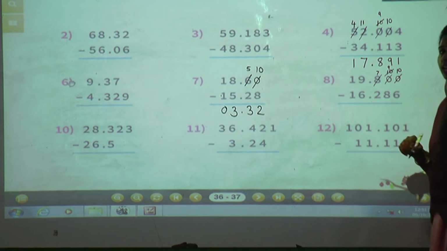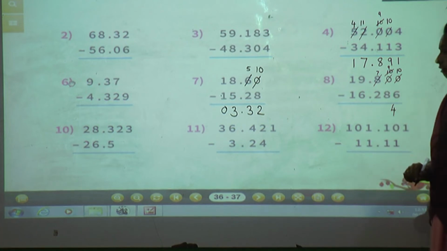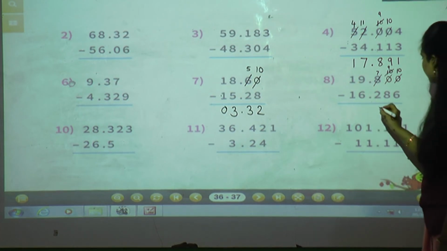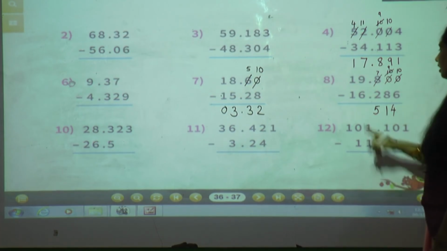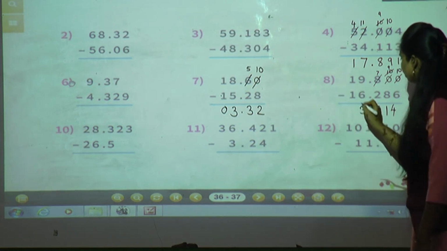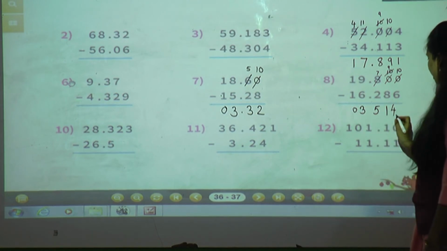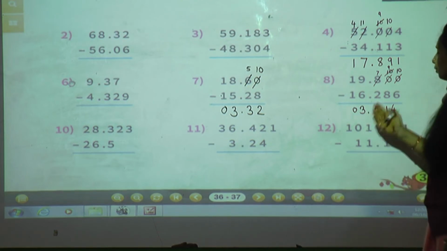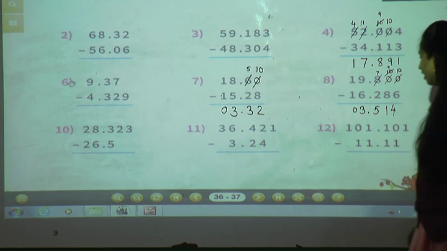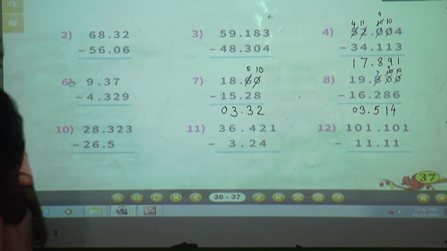Now 10 minus 6 is 4. Now 9 minus 8 is 1. 7 minus 2 is 5. Isn't it? Now 9 minus 6, yes, tell me. Correct, 3. 1 minus 1 is 0. Then give the decimal point after 3 digits. If you don't give the decimal point, the full answer will be wrong. So what is the answer? 3.512. Clear? Yes. Now the 11th one I will solve for you.